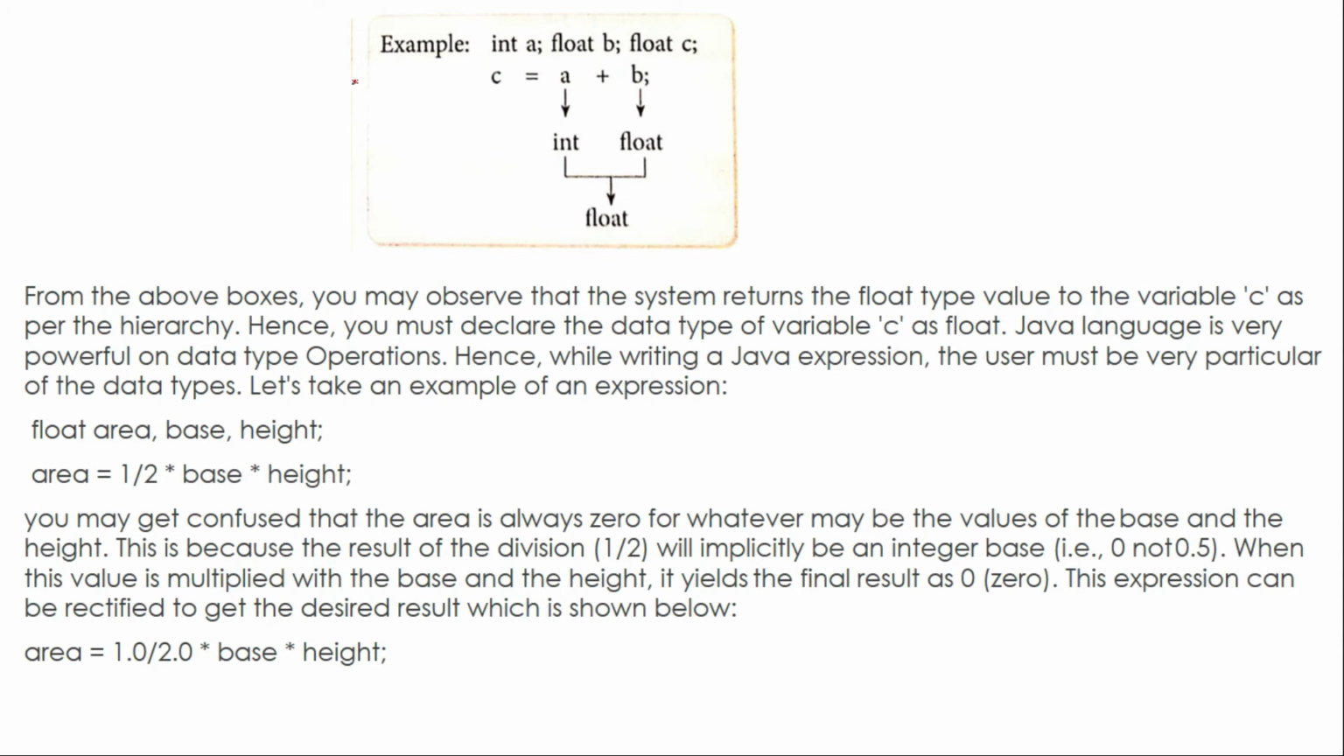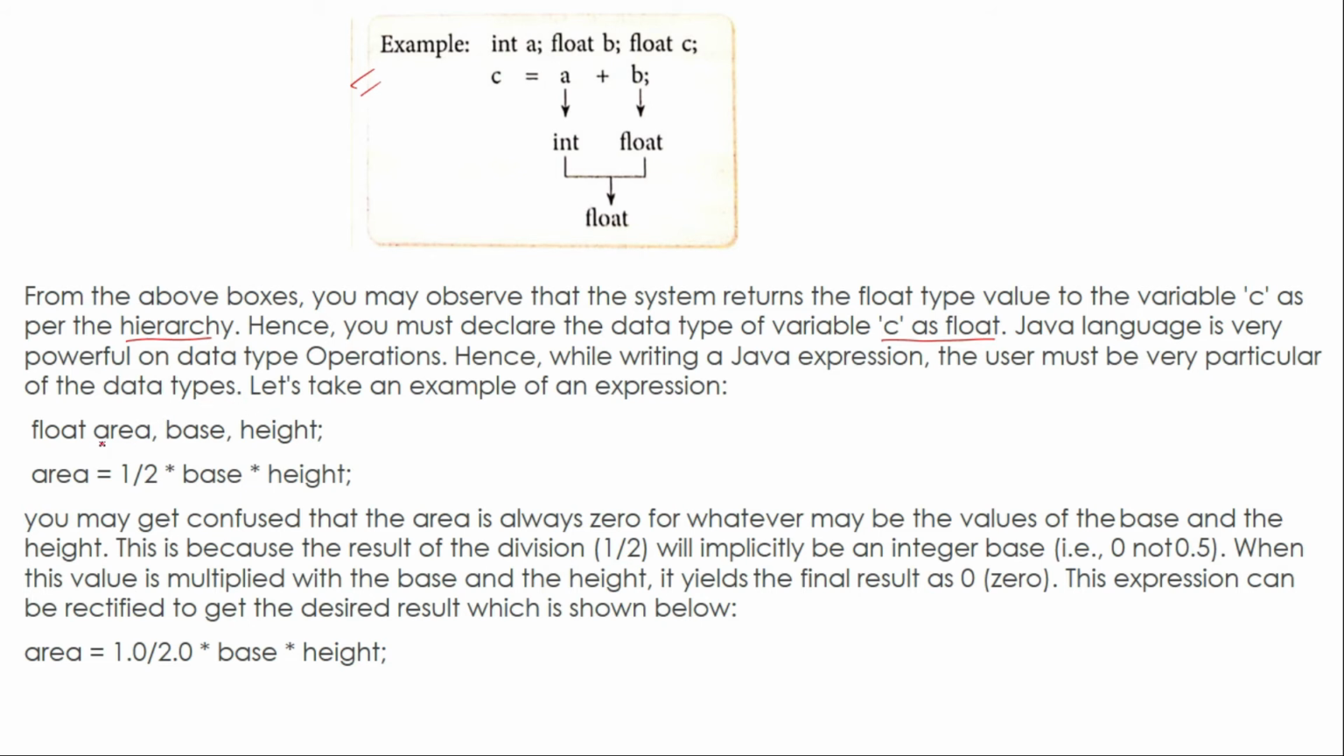Now, same example: from the above boxes you may observe that the system returns the float type value to the variable c as per the hierarchy. Hence you must declare the data type of variable c as float. Java is very powerful on data type operations. Hence while writing a Java expression, the user must be very particular about the data types.